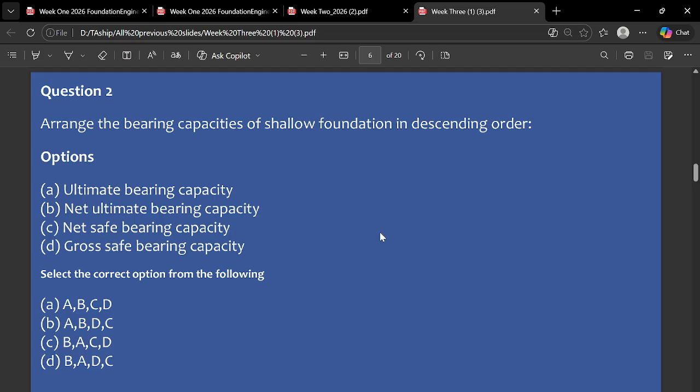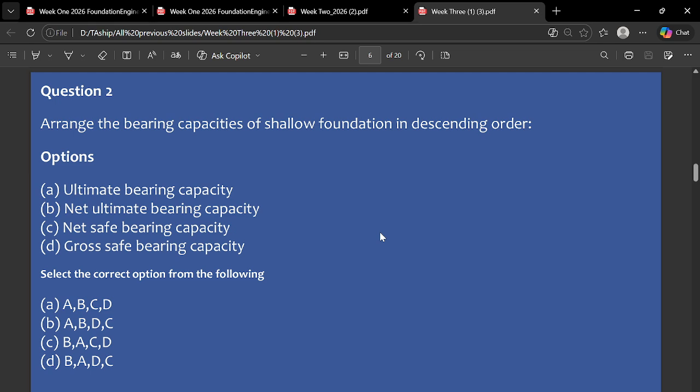And then we are talking about the net safe bearing capacity. Net safe bearing capacity deals with the allowable load which your foundation can resist, accounting for the factor of safety which needs to be used in the design. So that is the net safe bearing capacity.